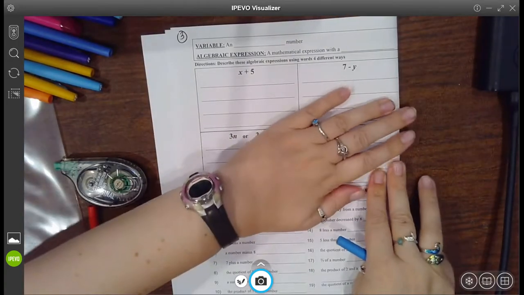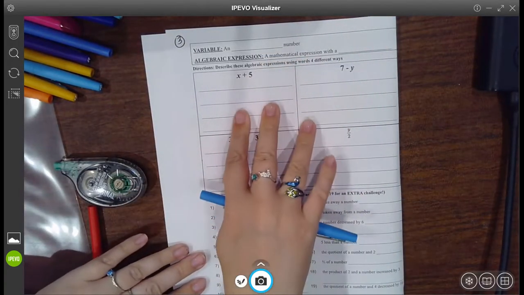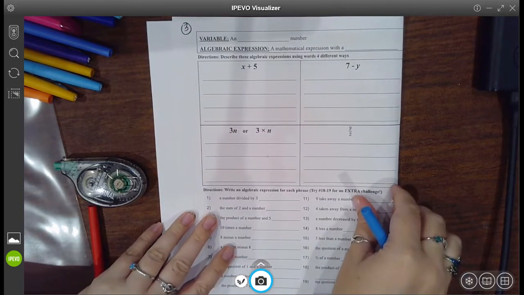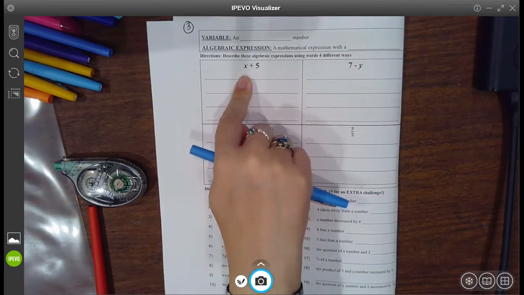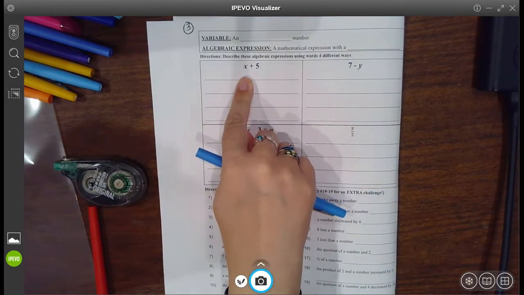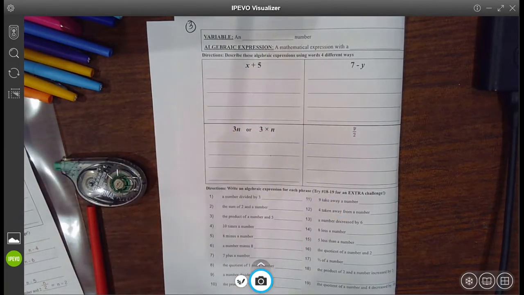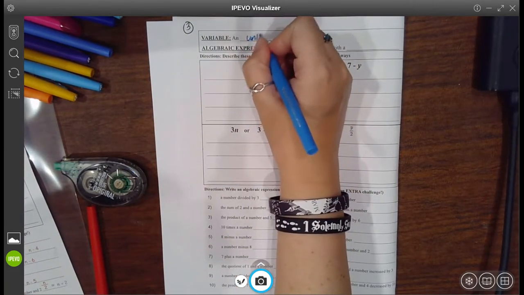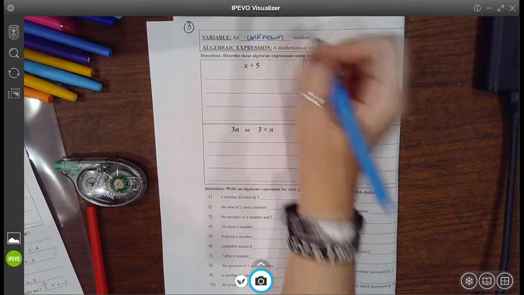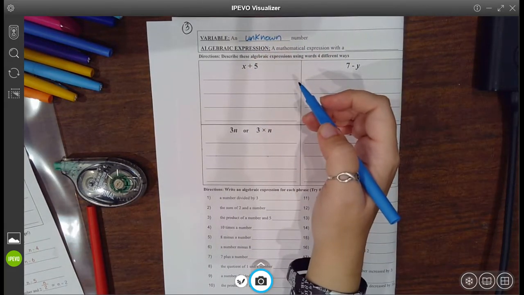Now, what's different about these versus the ones on the previous page? These ones have letters or variables. Okay, so a variable is an unknown number. And so we use that variable to represent something that we don't know yet.